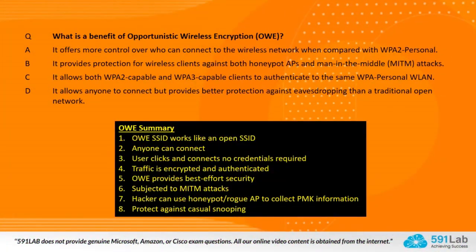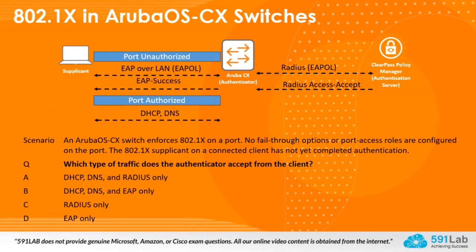So the sample question is, what is the benefit of opportunistic wireless encryption (OWE)? The second topic for the day is .1x in ArubaOS-CX Switches. First, I will go through the scenario and the question, and then we will discuss the process, how it works, and then we will discuss the answers.